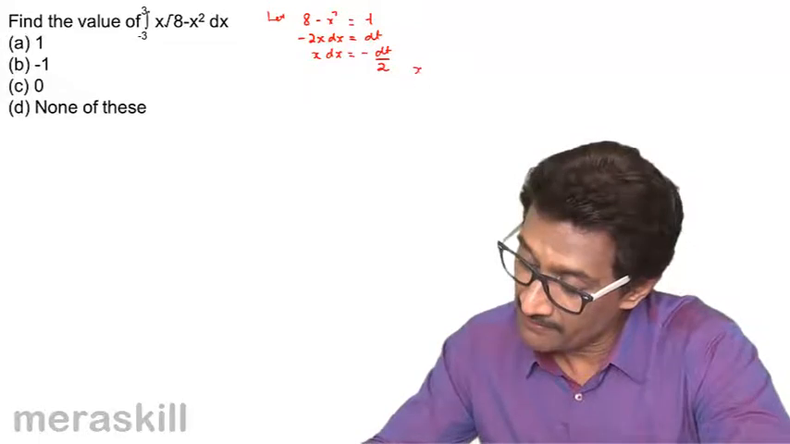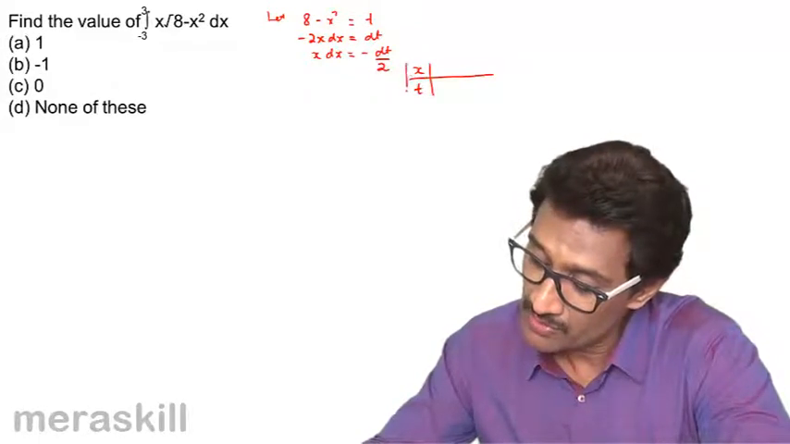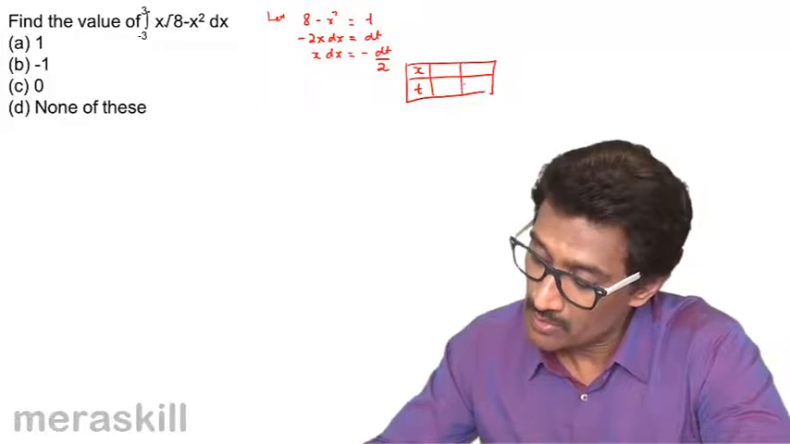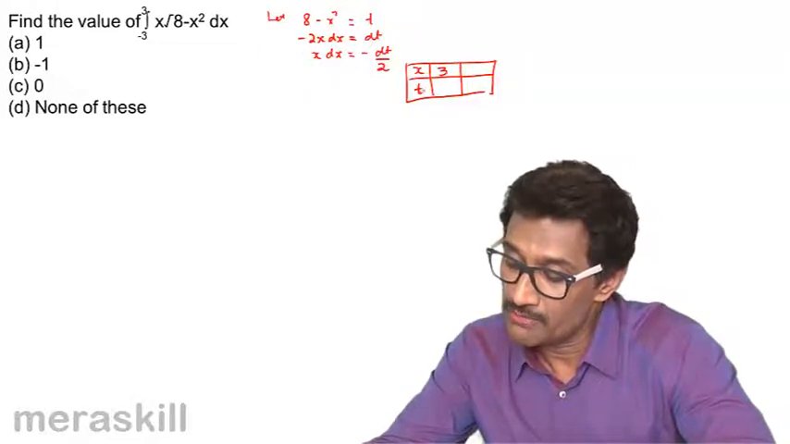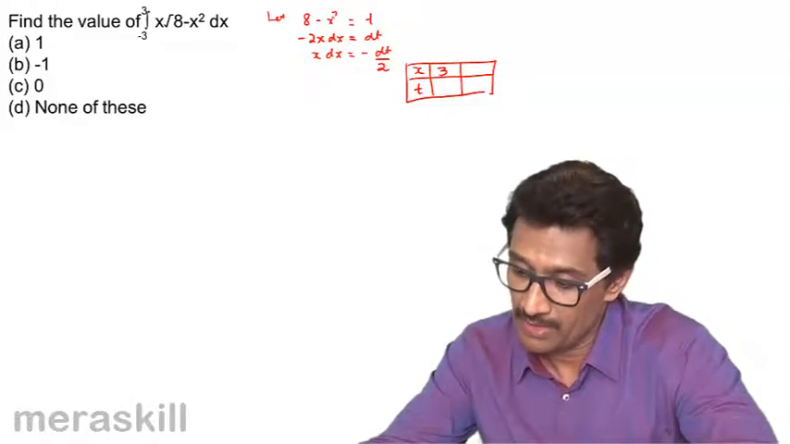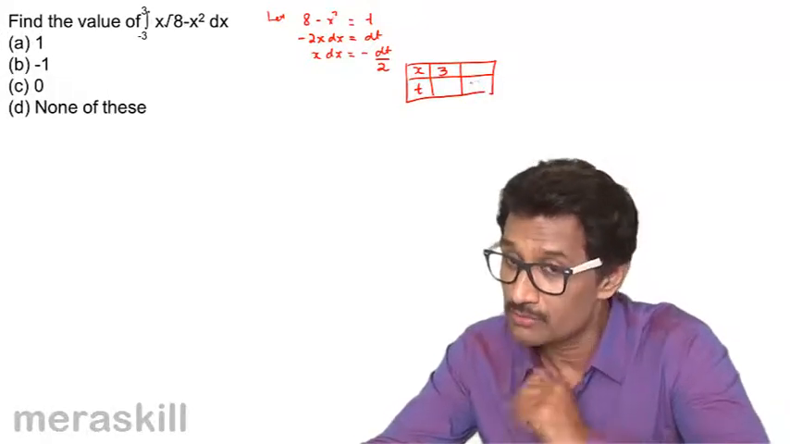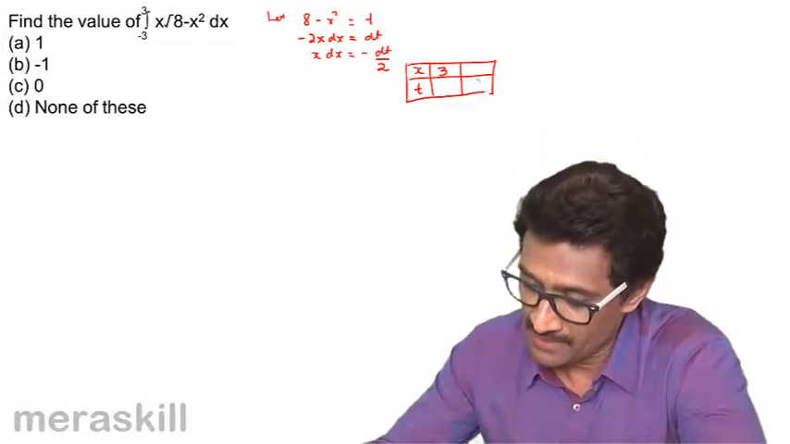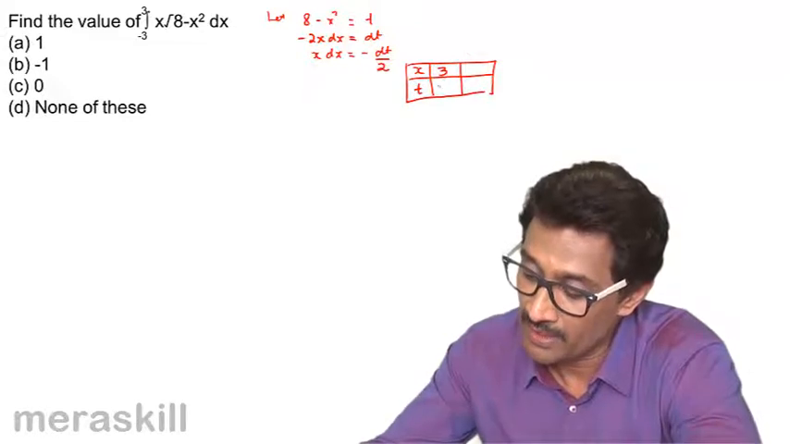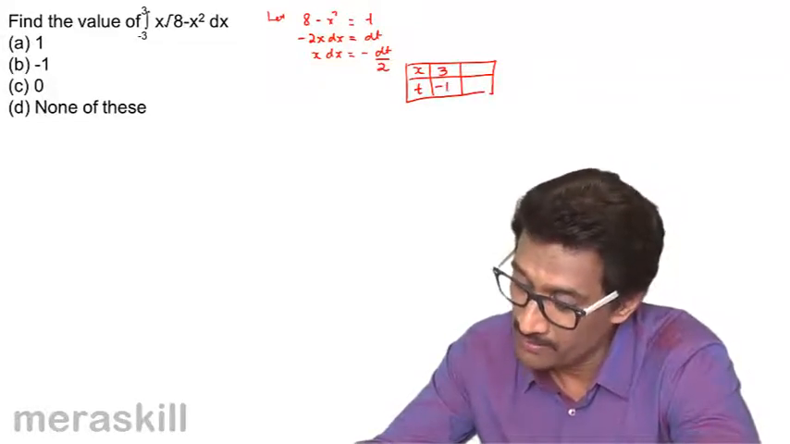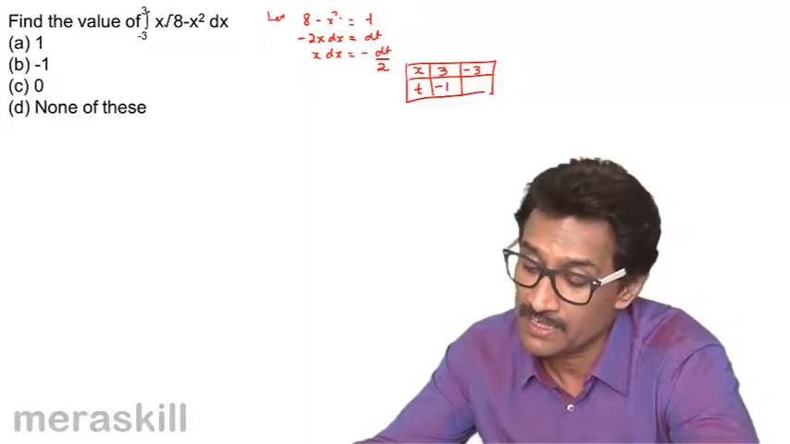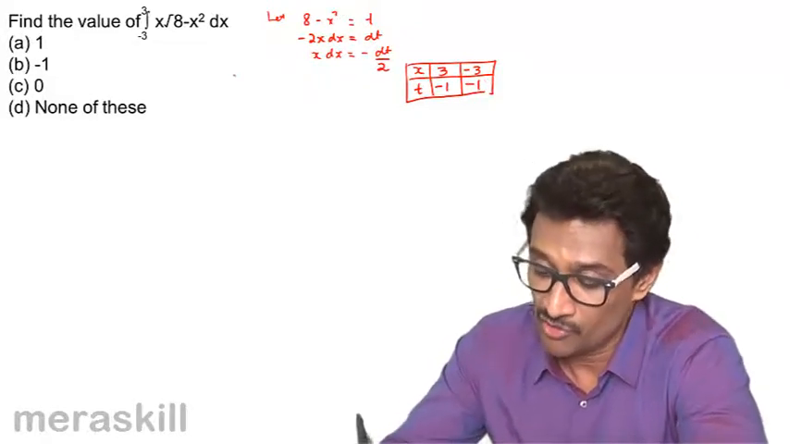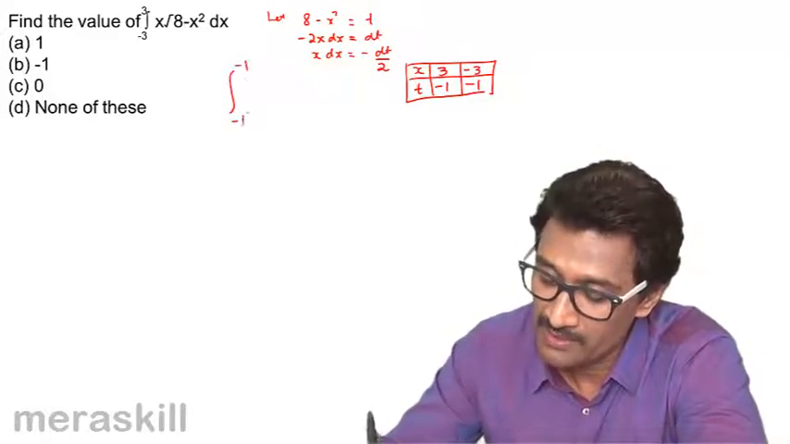Also, simultaneously, we have x and t. We need to change the range. So when x is 3, t is going to be 8 minus x square. Now we are going to find out something. 8 minus x square, what is that? 8 minus 3 square, which is going to be minus 1. When x is minus 3, it is going to be 8 minus minus 3 square, 8 minus 9, again minus 1. So if you look at it, it's going to be from minus 1 to minus 1.